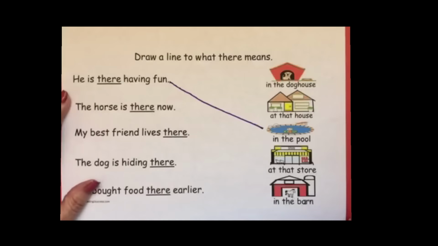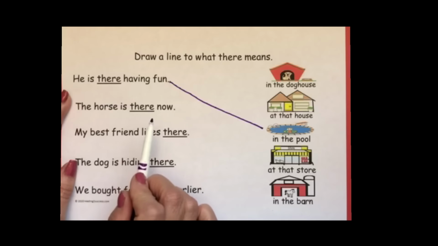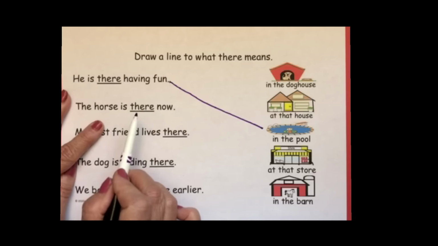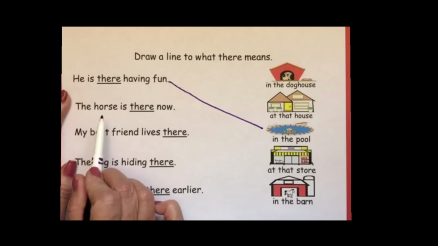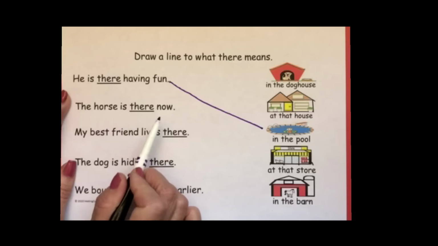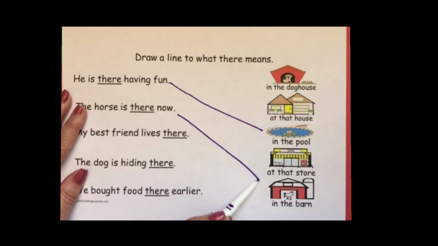Let's try the next one. The horse is there now. I see a horse down here in the barn. Let's replace there with in the barn and see if it works. The horse is in the barn now. That makes sense. We'll draw the line there.